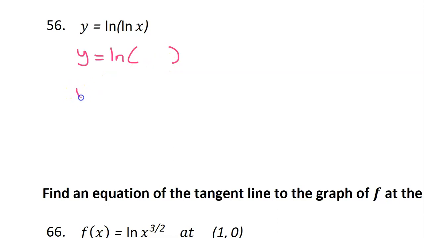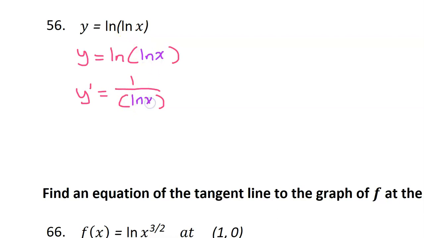So if I do y prime, the derivative of natural log is 1 over x. So I'm going to get 1 over parentheses. So that's the derivative of this outer function. But then, there's something inside the parentheses. The natural log x is in there.